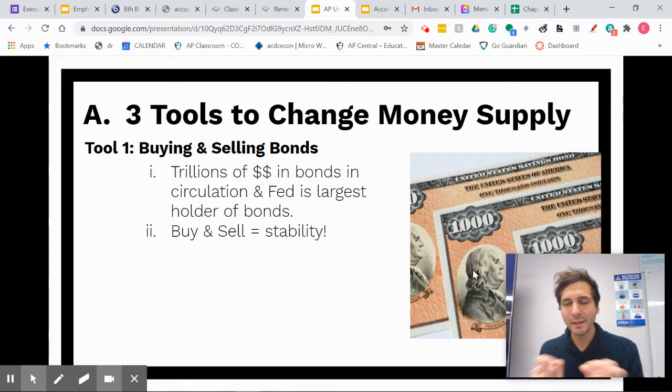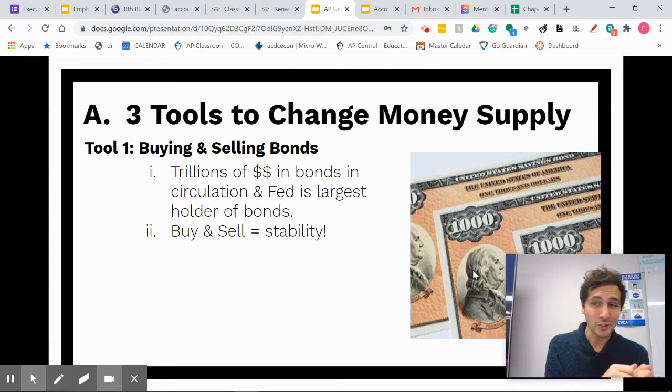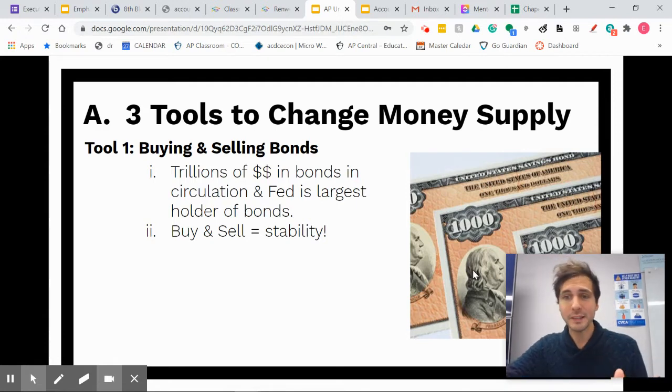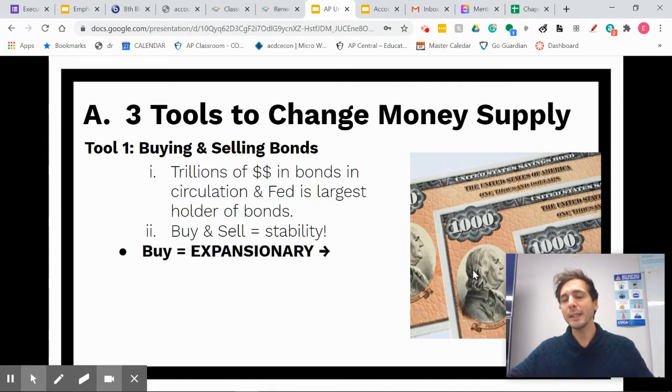So the buying and selling of bonds is the number one tool that the Federal Reserve uses to manipulate the supply of money, change the interest rate, which changes investment and consumption, which impacts aggregate demand, which fixes recessionary and inflationary gaps. So, in the event that the Federal Reserve wants to expand the supply of money, they buy bonds from banks. Buy big is the easiest way to remember this.